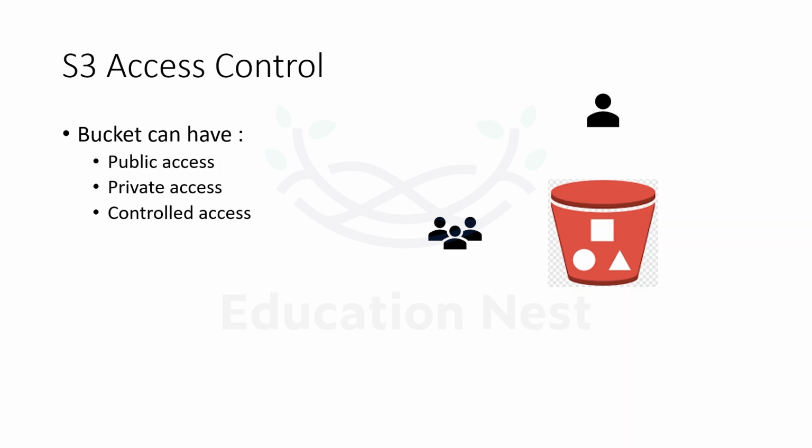Now, a bucket can either have public access or it can have private access or controlled access. So let us understand what is public access over here. This is the owner of the bucket and this is everyone else. If my bucket is publicly accessible, then the owner of the bucket will definitely have access to this bucket, but everyone else as well can access the bucket and the objects inside of it. Again, it depends on the policy that we have attached with this bucket.